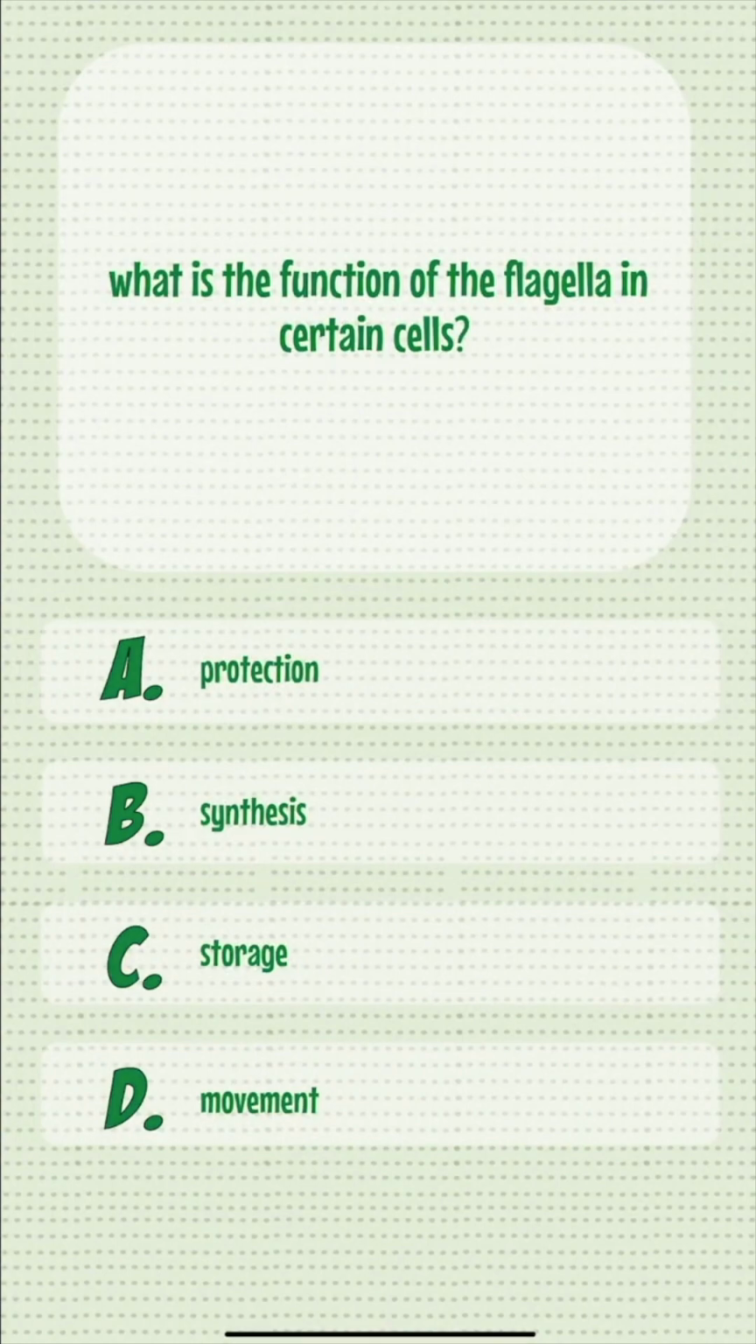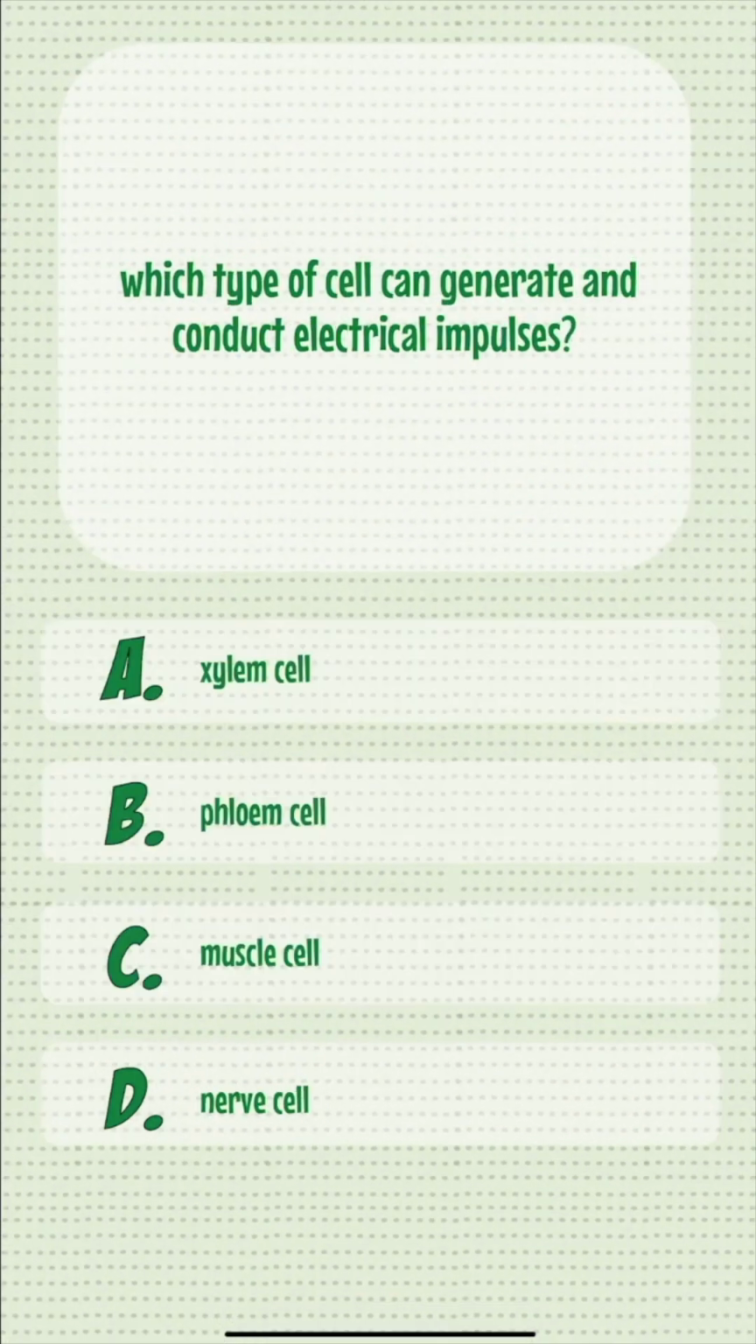What is the function of the flagella in certain cells? Flagella, or the flagellum, is the tail. You find them in sperm cells. It's another word for the tail. Also, some bacteria cells have them. What is the answer for this one? Yep, a tail is for movement. Help it swim. Nearly done.